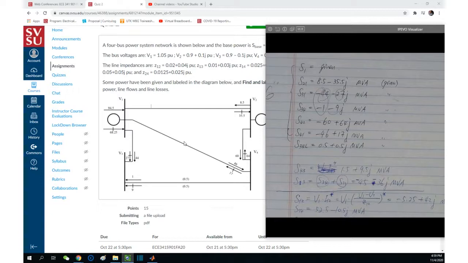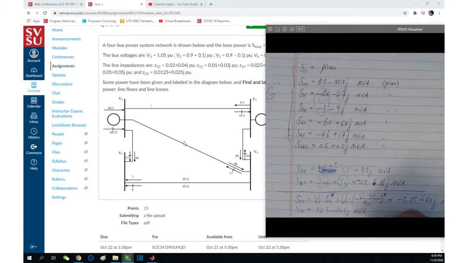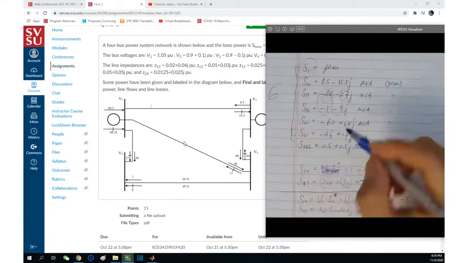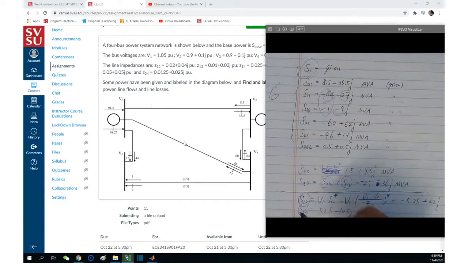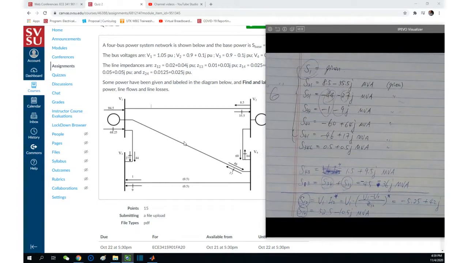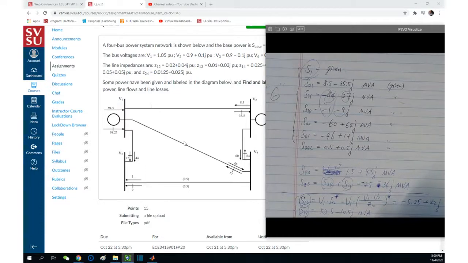Obviously, we don't want to use the B1 times I13 conjugate. We don't have to go this way, even though this way works. But what you want to do is what? S1 is given, right? S1 is given, and then S12 is given. S12 and S14 are calculated. S1 equals the summation of these three. That way you can find S13. 47.25 plus 36.75 J MVA.